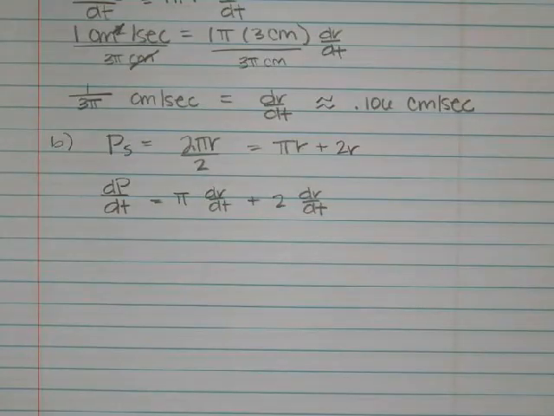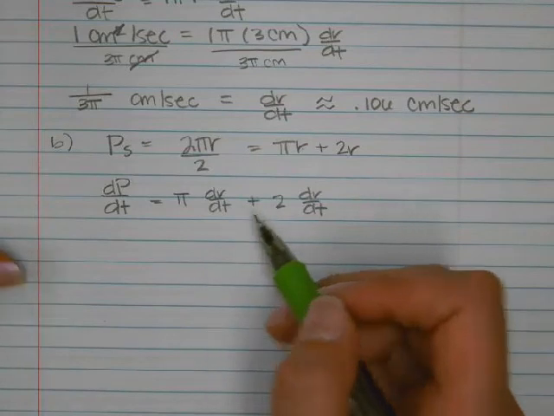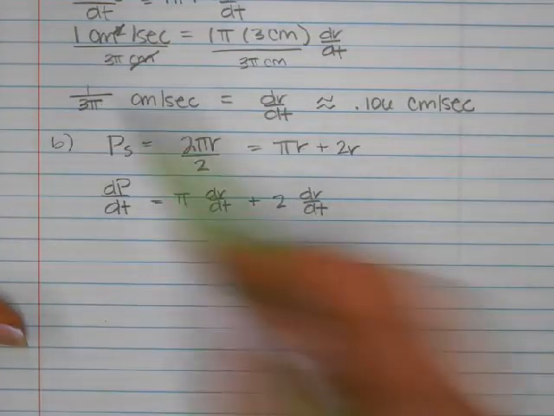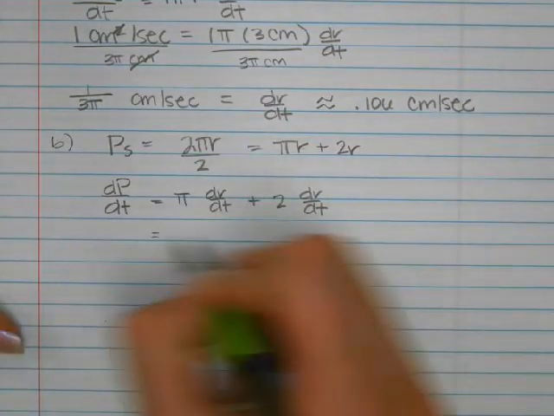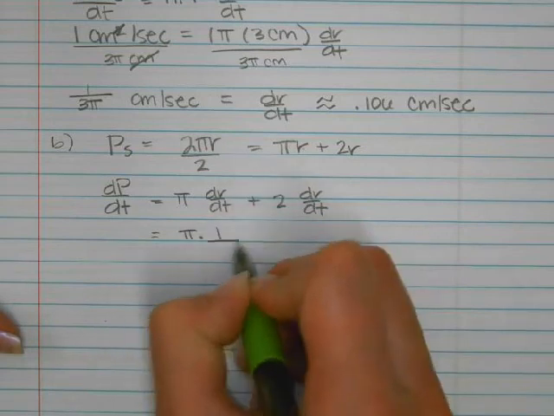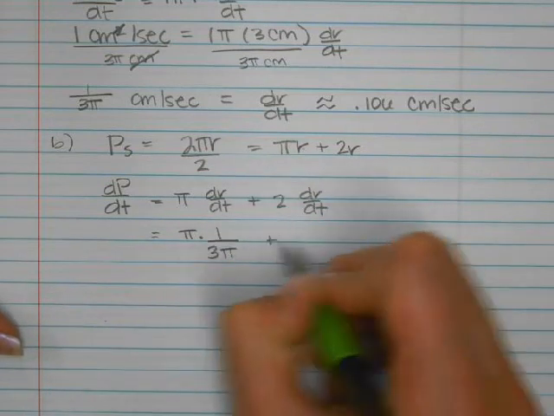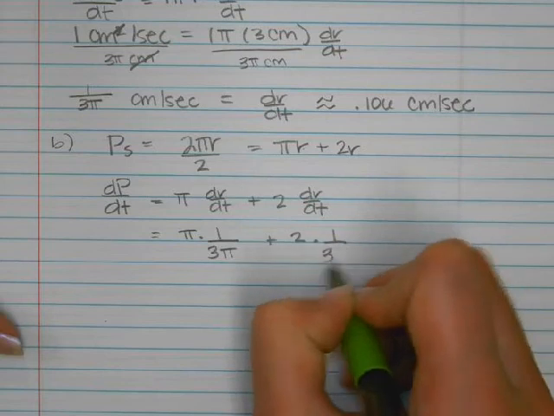And now the interesting thing about this is that you have to have the answer for A right to be able to do this question, because they need dr dt when the radius is 3 centimeters, and we just found that. That's 1 over 3 pi. So this is going to be pi times 1 over 3 pi plus 2 times 1 over 3 pi.